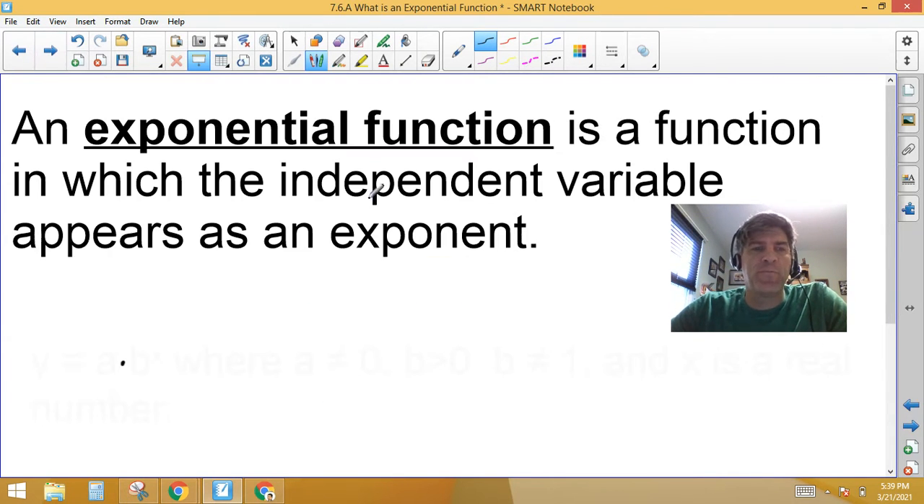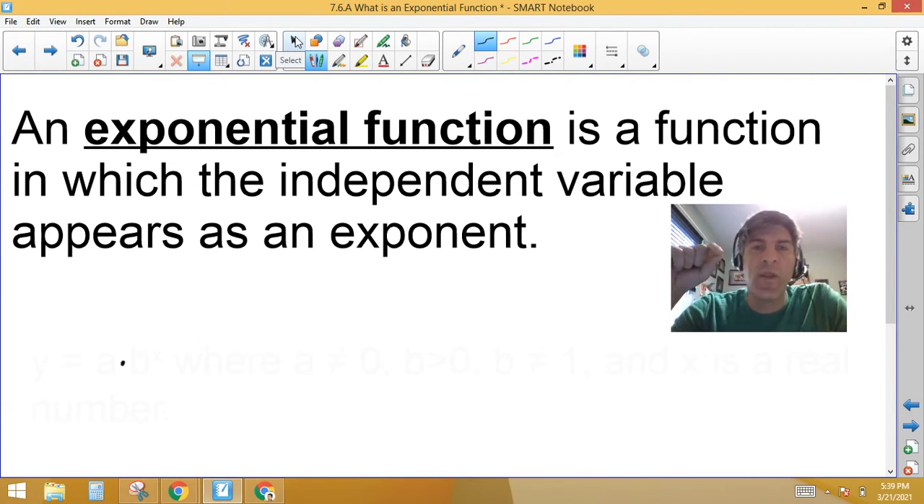So first off, an exponential function. All right, this takes everything we've done in the first half of chapter 7. All those exponent rules, exponents, exponential functions, seeing that connection there? It's going to be a function where the independent variable, which is your x, appears as your exponent. So the x is your exponent. And here's what it looks like.